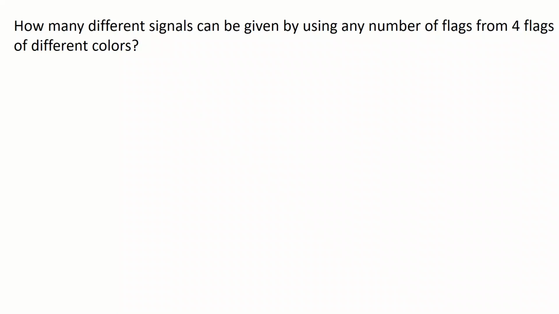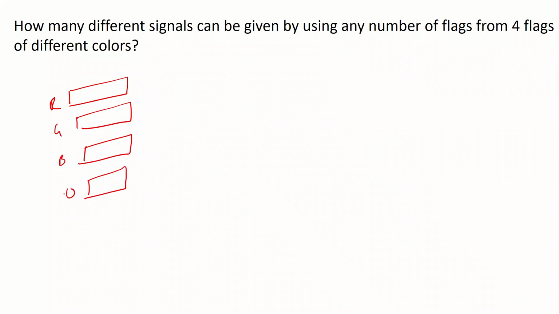Next question. How many different signals can be given by using any number of flags from 4 flags of different colors? So assume you have 4 flags. This is the red flag, this is the green flag, this is the blue flag, and this is the orange flag. So how many signals can be formed? Assume that a signal is made up of some number of flags. If you take the red flag, that's one signal. If you take the red and green flag together, that's another signal. You can take any number of flags and any flag that will make up a signal. So how many signals can you make?